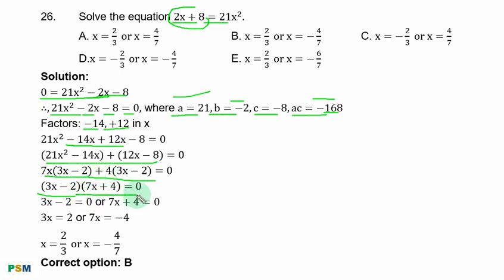You equate the product to 0. You equate each factor to 0. You transfer the constant terms respectively. Here, you divide by 3. Divide through by 3, you have this result. You divide through by 7, you have these results. The correct option is B.